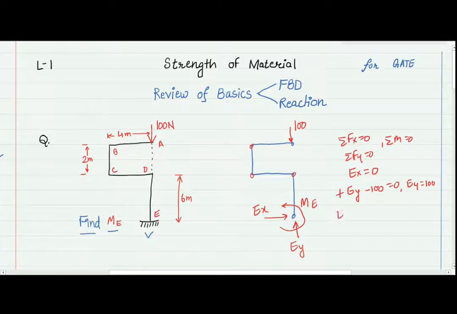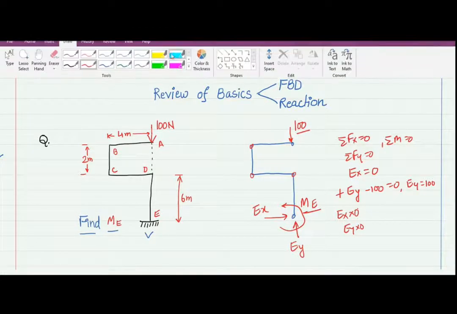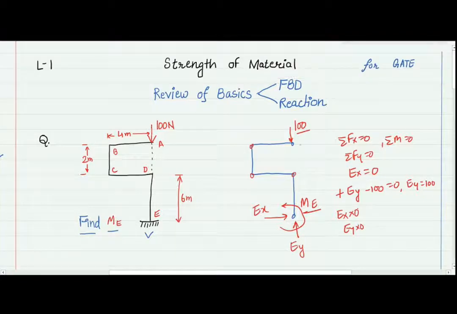When I write the equation, I know that Ex into 0, Ey into 0, so there is no need to write these two terms. Only Me and the moment because of the 100 Newton. But here, if you see carefully, the line of action of 100 Newton is also passing through this point.